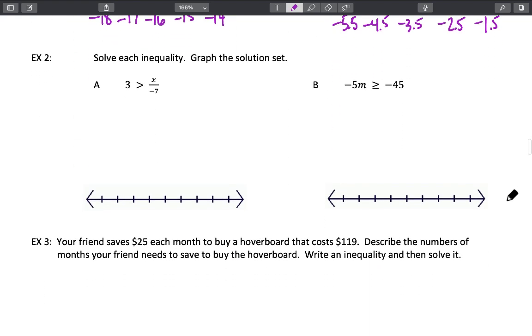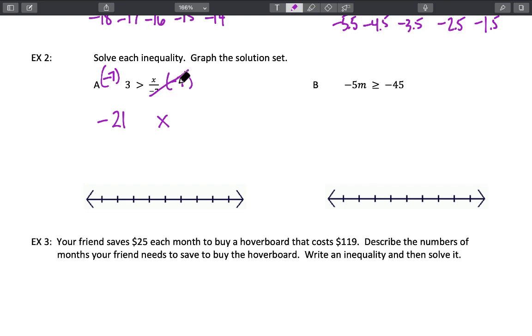Alright, now let's take a look at example 2a. Now I have 3 is greater than some number divided by negative 7. Well, in order to get x by itself, I need to multiply both sides by negative 7. Alright, now keep in mind I'm multiplying by a negative number, and that's going to leave me with negative 7 times 3, which is negative 21. And now I have x.